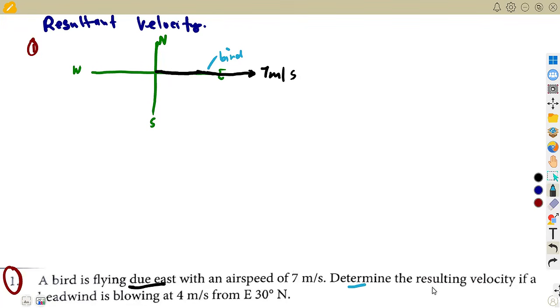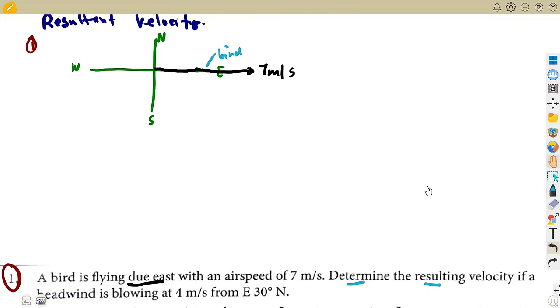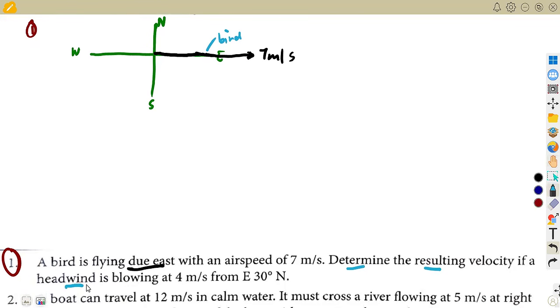Determine the resulting velocity now, which is the one that we want to talk about there. Take note, if a headwind is blowing at 4 meters per second from east. All right. This is the most important part that I want you to understand here. This part.